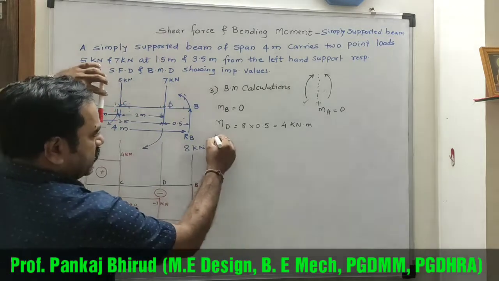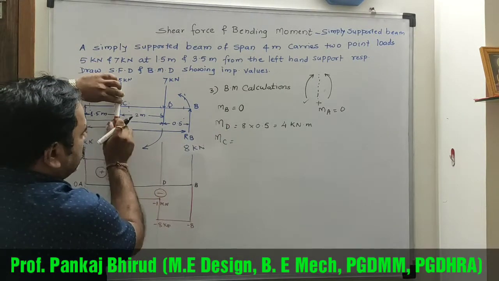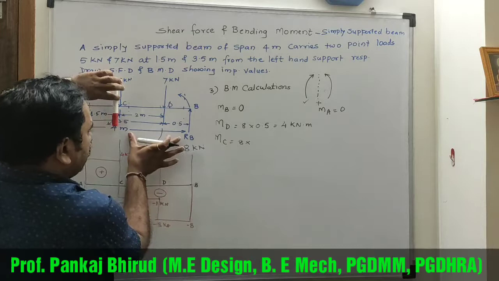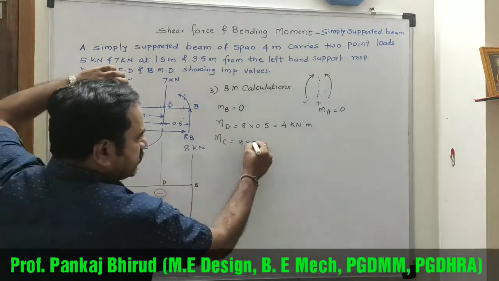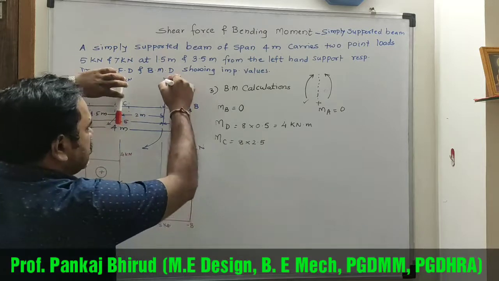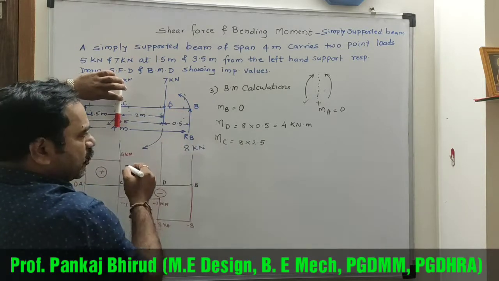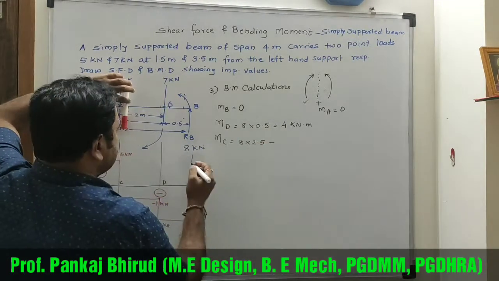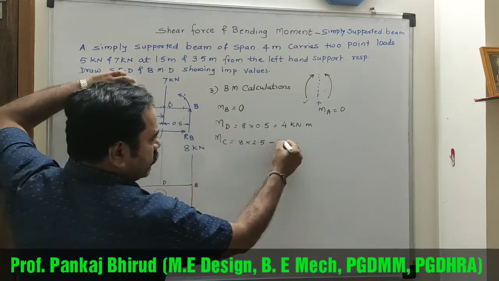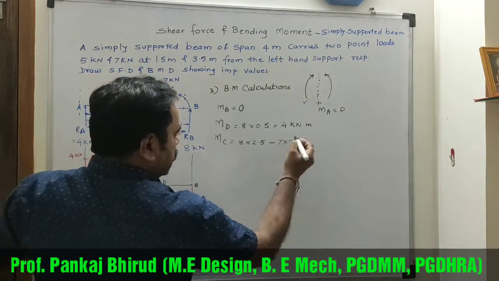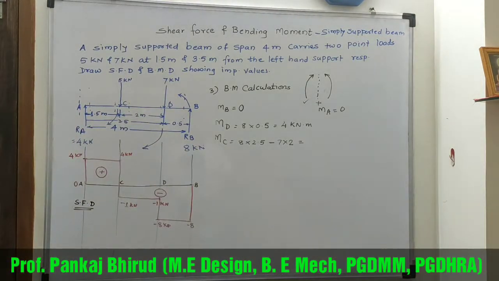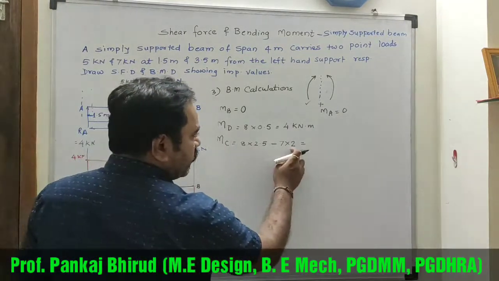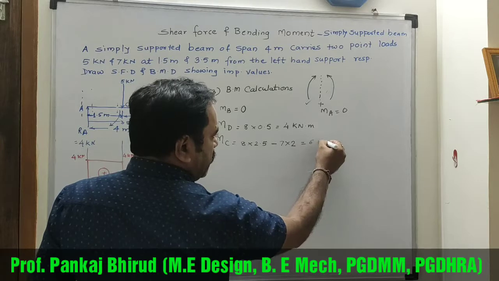Now moment at point C is equal to, now this 8 into perpendicular distance, that is 2 plus 0.5, that is 2.5. Then this 7 kilonewton acting in a clockwise direction. So clockwise is negative. So minus 7 into 2. So 8 into 2.5, that is 20, minus 14, and that is 6 kilonewton meter.